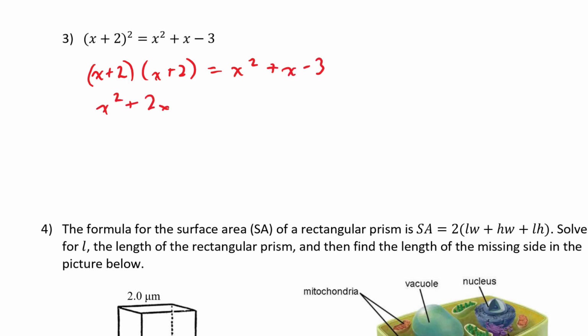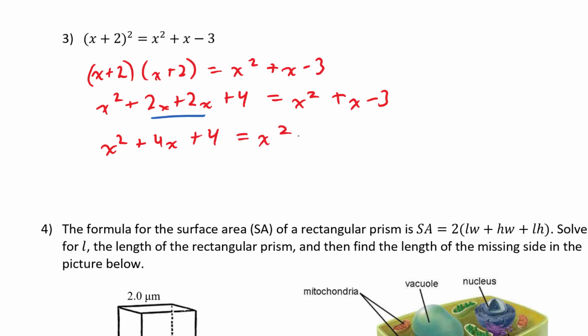X squared plus 2x plus 2x plus 4. X squared plus x minus 3. Collect like terms. Let's put all of our terms with x on one side and all terms without x on the other side. We move the x squared to the other side, becomes minus x squared. Move the x to the other side, becomes minus x. Move the 4 to the other side, becomes minus 4.